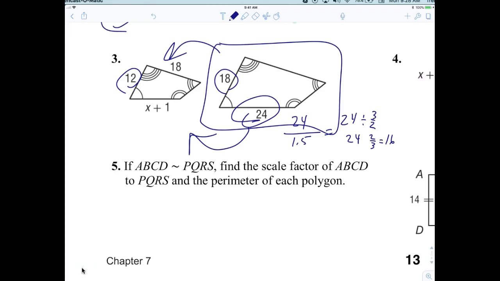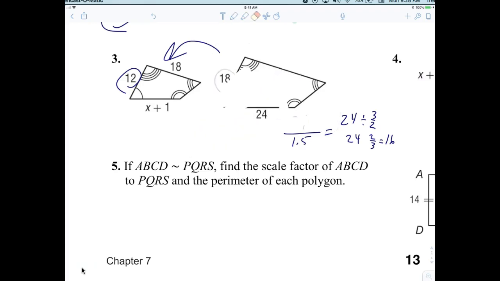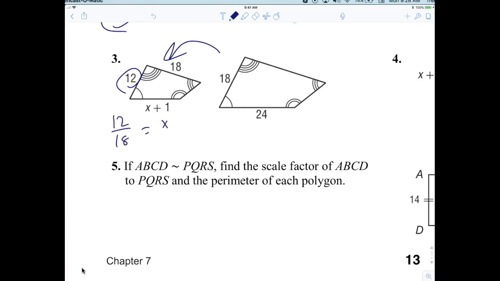All right. Now, if you're going, man, that's just dumb, I don't know what you're doing, then you just set up a proportion. Honestly, you just say 12 over 18 is equal to x plus 1 over 24. I do smarter than that. I don't need to do all that. All right, x plus 1 is equal to 16.